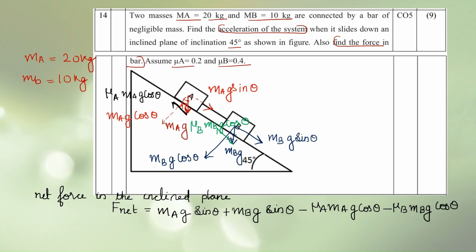So for the net force, I am taking g sin theta as common. So g sin theta into (MA plus MB) will be the first term, and g cos theta into (mu A MA plus mu B MB) will be the second term.